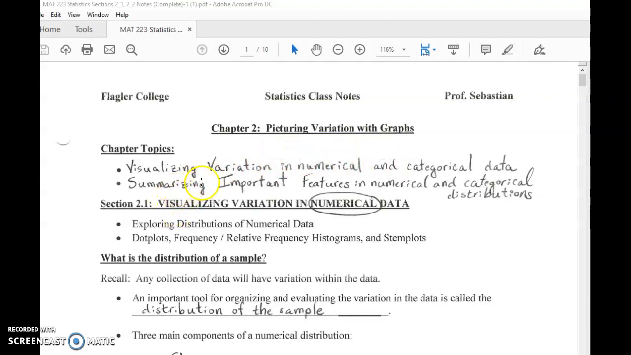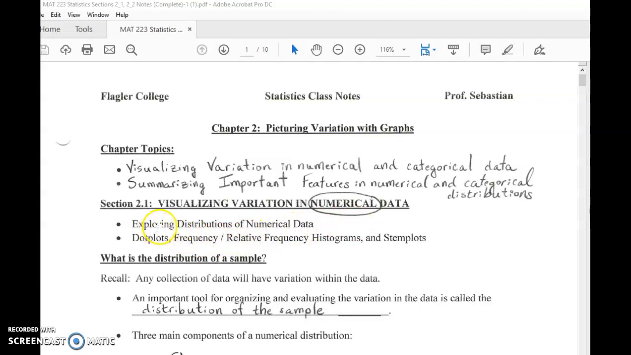And then we want to learn how to summarize the important features in both of these kinds of distributions, numerical and categorical distributions. So the first two sections, sections 2.1 and 2.2, we're going to work with numerical data first. In section 2.1, we are visualizing variation in numerical data. Remember, that's data that are numbers, where arithmetic makes sense. Things that can be measured, height, length, those kinds of things.